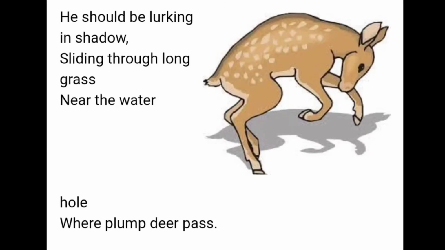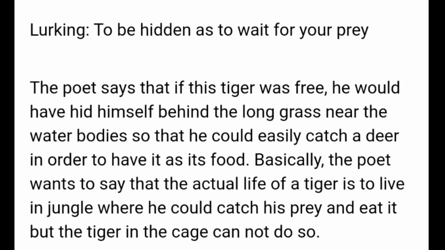Now the second stanza. He should be lurking in shadow, sliding through long grass near the water hole where plump deer pass. So usually what will the tiger do in the forest? Lurking means to be hidden so as to wait for your prey. So the poet says that if this tiger was free, and now the tiger is inside the cage, he would have hidden himself behind the long grass near the water bodies so that he could easily catch a deer to have as its food.